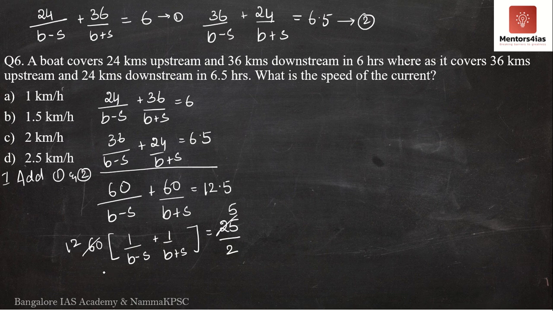So what do we get? We get 1 divided by b minus s plus 1 divided by b plus s is equal to 5 divided by 12 2s are 24. 12 into 2 is nothing but 24. Let this be equation number 3.